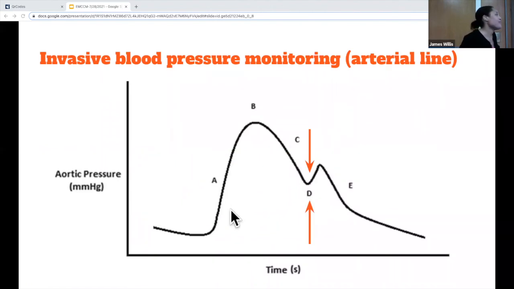Your waveforms are going to be a little bit different, maybe taller peaks, shorter peaks, a little more rounded, a little more peaked, depending on the age of your patient, comorbidities, and where in the body you're doing it. Is it a femoral line? Is it a dorsalis line? That's going to change things. I won't go into that too much right now, though.